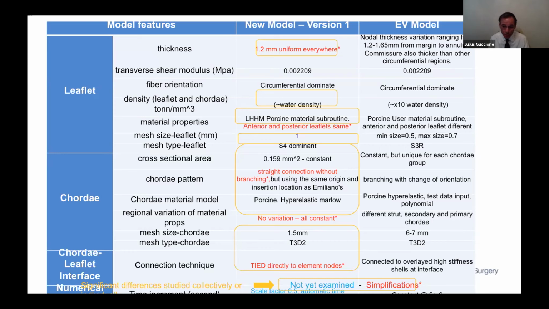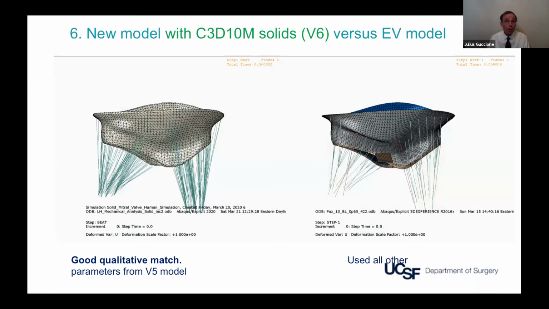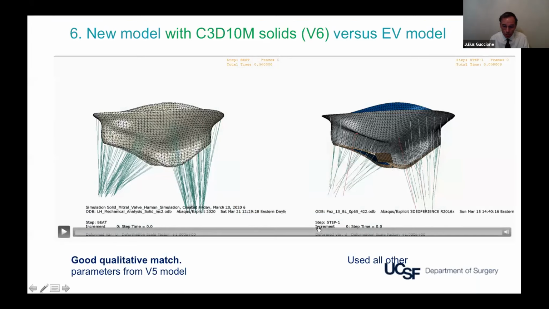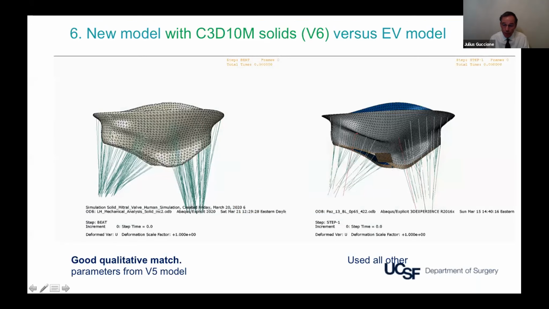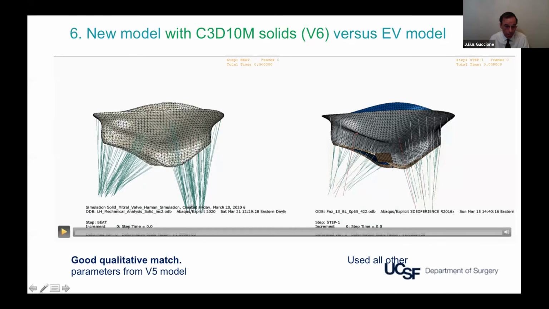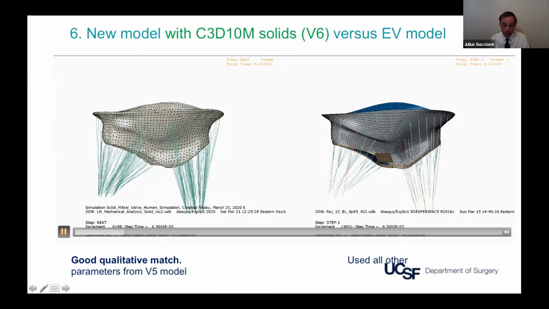And you can see in this slide that this is some information about version 1 of the Dassault Systems model. And they've made a lot of progress and have managed to match the behavior pretty well of Emiliano's state-of-the-art model. And I'll show this movie, a side-by-side comparison.